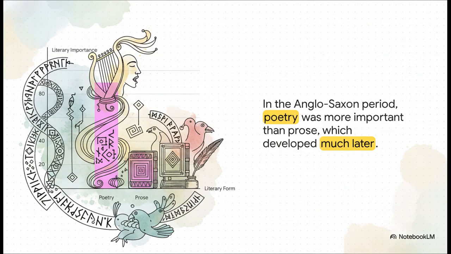Look, if there is only one thing you remember from our little session today, let it be this. In the Anglo-Saxon period, poetry was king. Poetry ruled everything. Prose was important, yes, but it came much, much later. This chart makes that super clear.